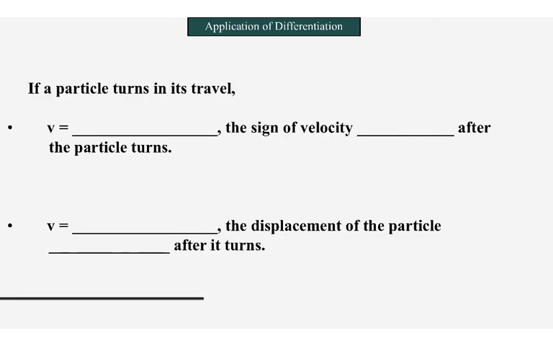Now we will look into more details of when the particle is in its travel. When a particle turns while it is traveling, we say that the velocity will be 0 meters per second. And the sign of the velocity, the sign here referring to whether it is positive or negative, will change. So it changes after the particle turns.